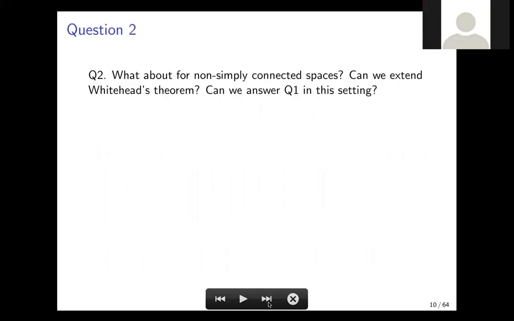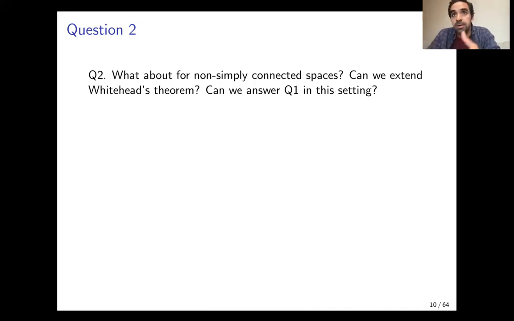So the second question, what about non-simply connected spaces? First of all, can we extend Whitehead's theorem in some form to non-simply connected spaces? Remember, Whitehead's theorem was that a map between simply connected spaces is a homotopy equivalence if and only if it's a homology equivalence. And then can we answer the first question in this setting of non-simply connected spaces? Meaning, can we drop the map and determine the homotopy type for non-simply connected spaces?